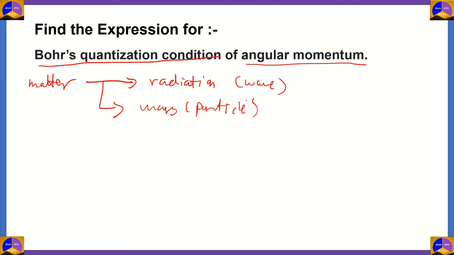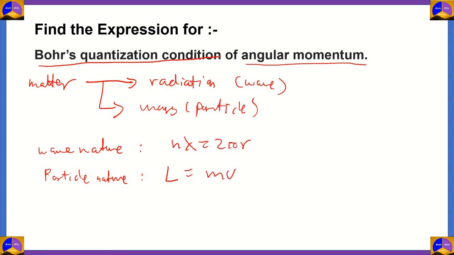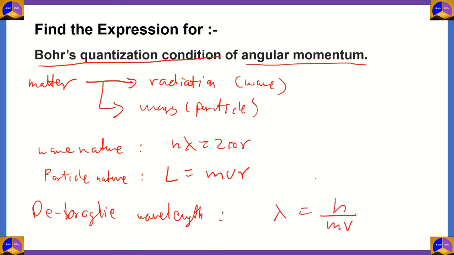This was the quantum theory. So the wave nature was represented by the formula n lambda is equal to 2 pi r, and the particle nature was represented by the formula L is equal to mvr, where L is angular momentum, lambda is the wavelength. In order to solve this question, we also need the de Broglie wavelength, which is represented by the formula lambda is equal to h by mv. So these are the three formulas we're going to use.